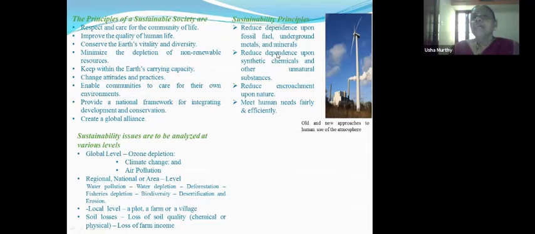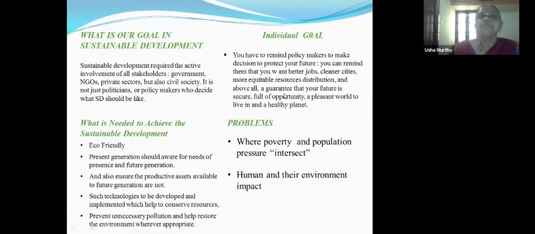Apart from this, resource dependence, dependence upon fossil fuel or underground metals or minerals. Reduce dependence on synthetic chemicals and other unnatural substances, reduce encroachment upon nature. Again, this is also a very important aspect, and meet human needs fairly and efficiently. We can go for some new concept like tapping wind energy or anything like that.